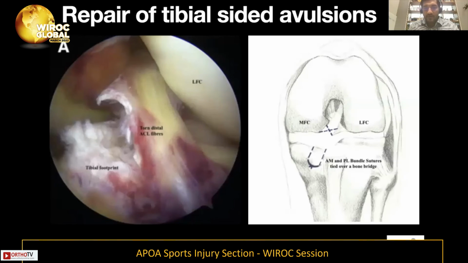We've described it. We can also go on to repair that primarily in a very similar fashion to the video just shown earlier, where you can take those bundle sutures, bring them out on the tibia and tie them over a suture bone bridge or a suture disc.